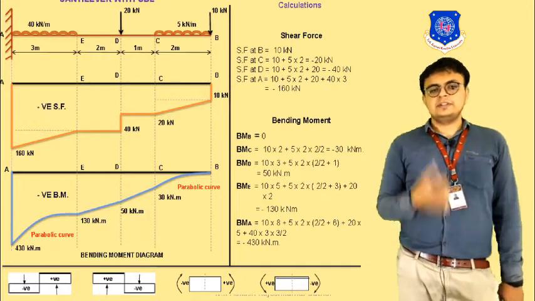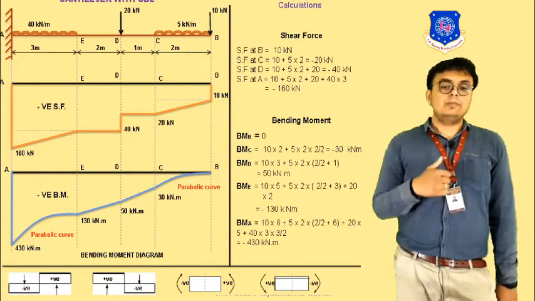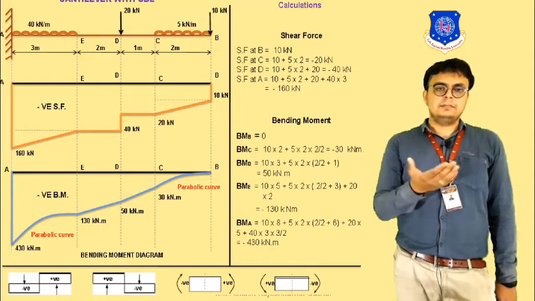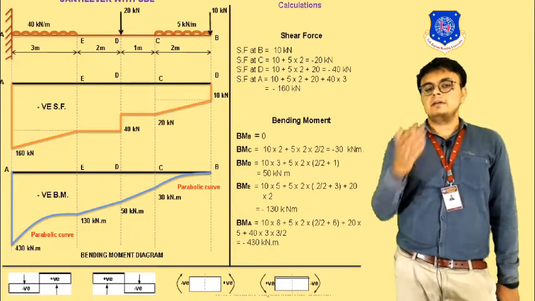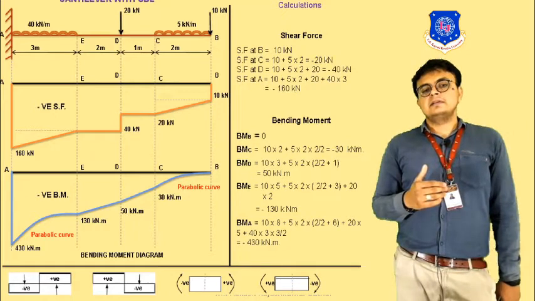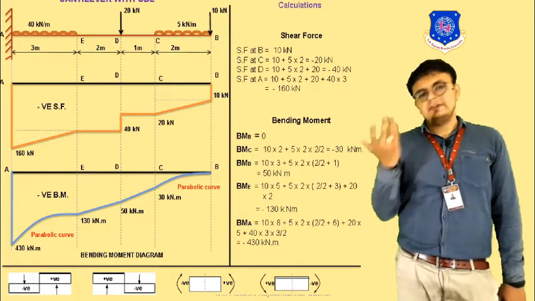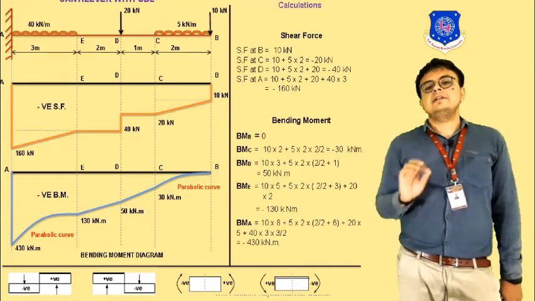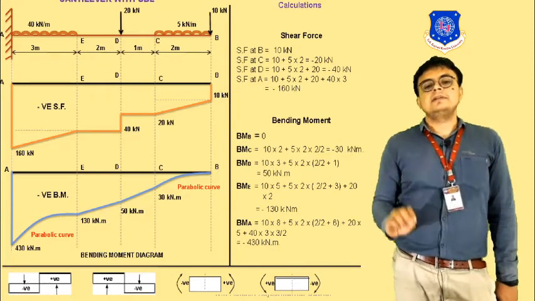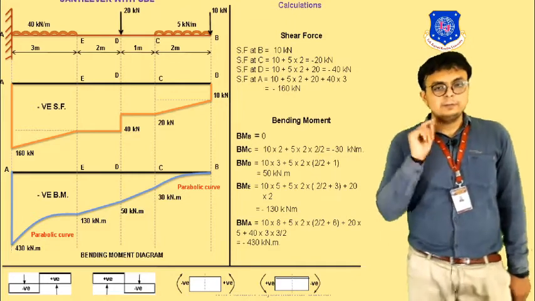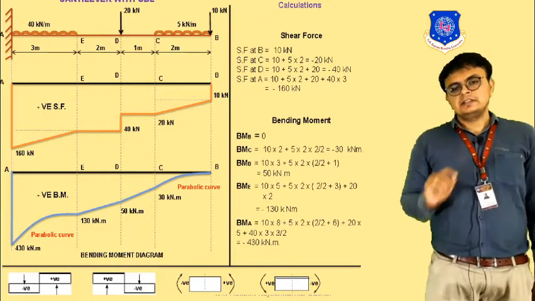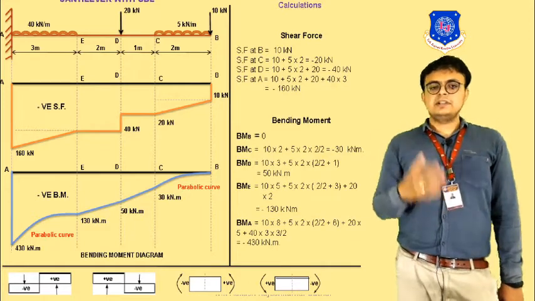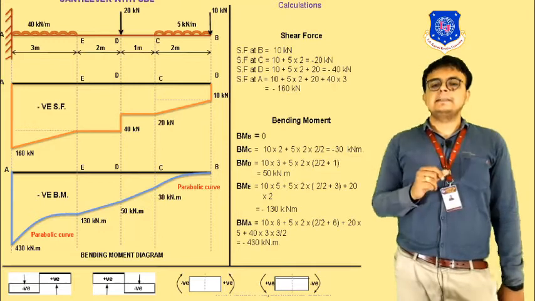Now we need to find the bending moment. So you can see that the beam is a cantilever beam, where A is fixed and B is free. In the cantilever beam, at the free joint, the bending moment will be 0. So here at point B, the bending moment will be equal to 0. Now we need to find the bending moment at C.